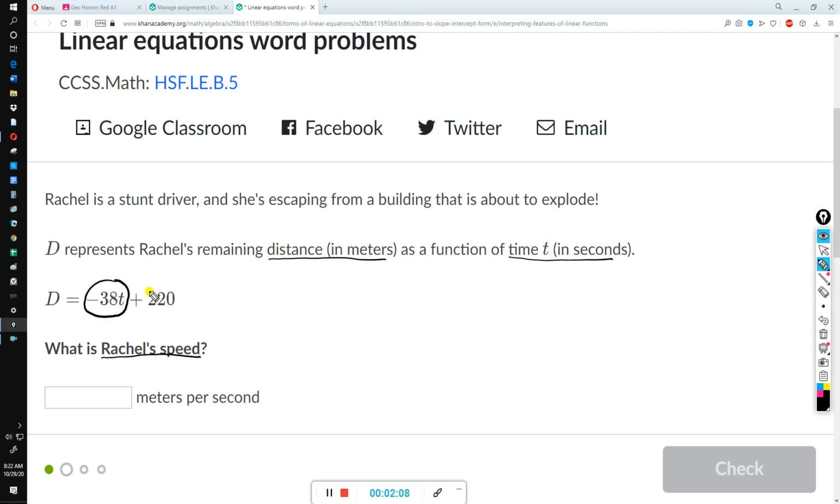See, this is the part with T right here. T is seconds, right? So every second, the distance D decreases by negative 38, right? So the distance, it's like the slope. It's decreasing by 38 meters every second. Okay, so that's actually your answer, 38 meters per second. Since D represents the distance is decreasing by 38 every time T goes up by 1.